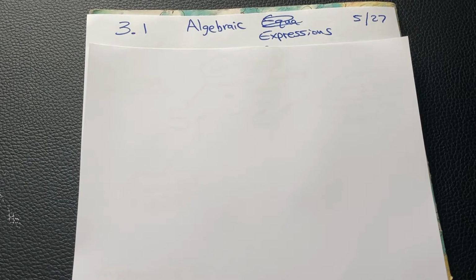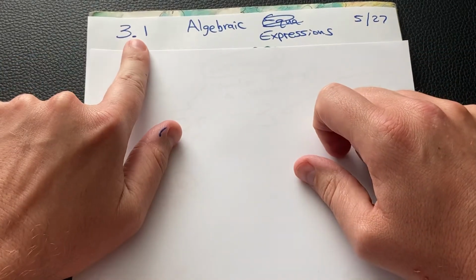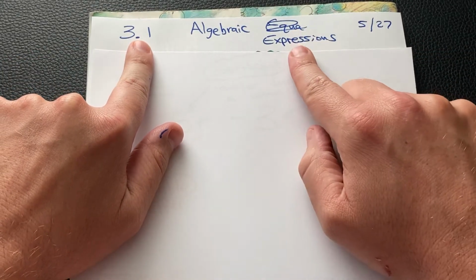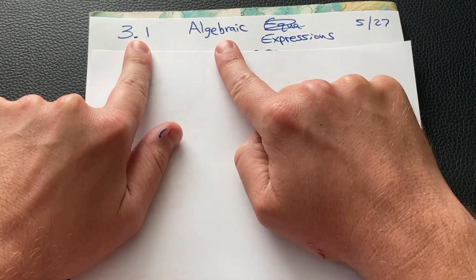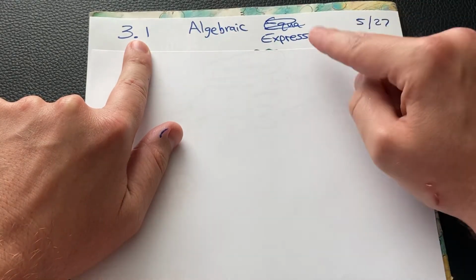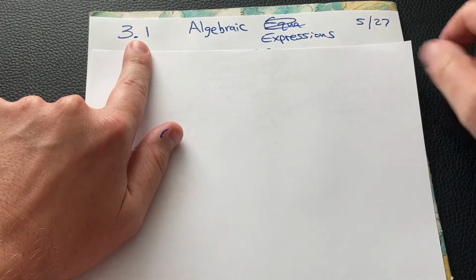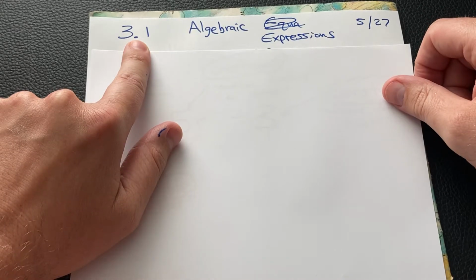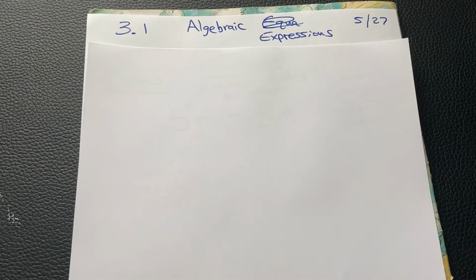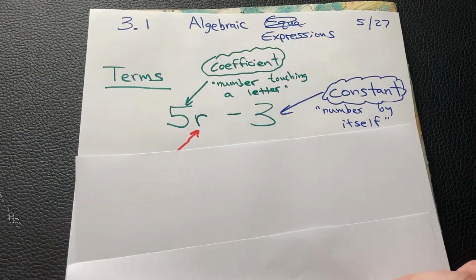It's for the math on Wednesday, May 27th. We're in section 3.1, algebraic expressions. As you can see, I messed up. Yes, I do make mistakes. You don't need an eraser, just scratch it out. May 27th is our date. Hopefully this video helps you. If you watch this, you could do this without my help. Let's get to it.